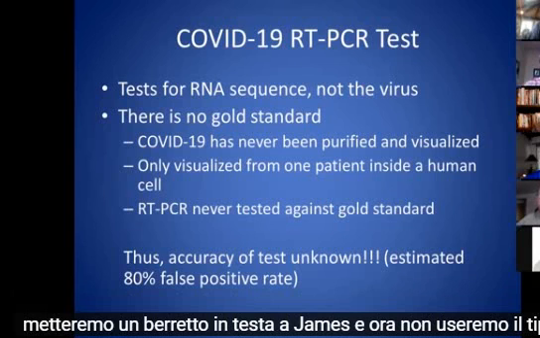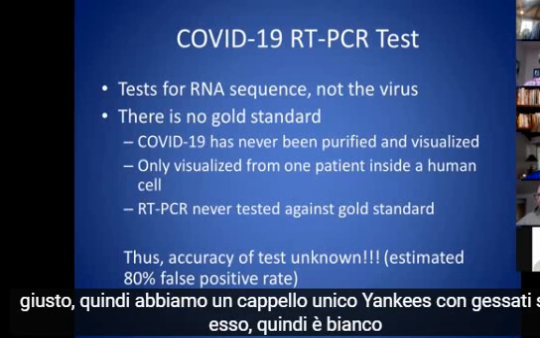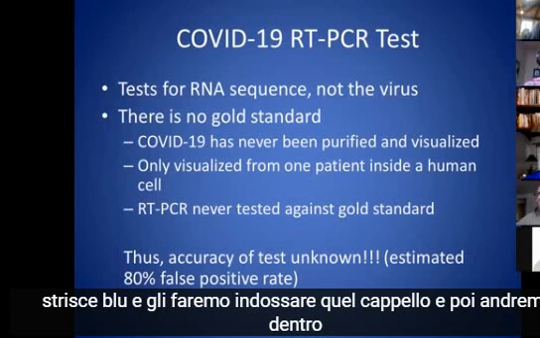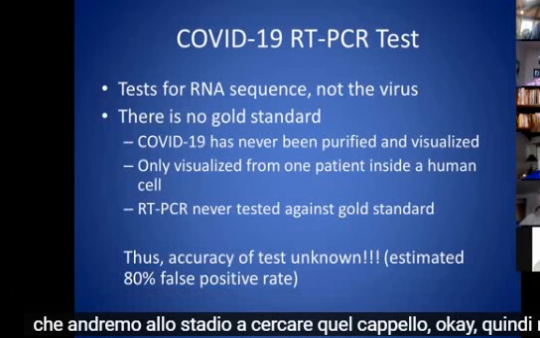So we're going to put a cap on James's head. And we're not going to use the typical navy blue Yankees hat because there are going to be a million people with that, right? So we got a unique Yankees hat with pinstripes on it. It's white with blue pinstripes. We're going to have him put that hat on and then go into the stadium and disperse amongst the crowd. And then we have a team of 10 people that we're going to send out into the stadium looking for that hat.